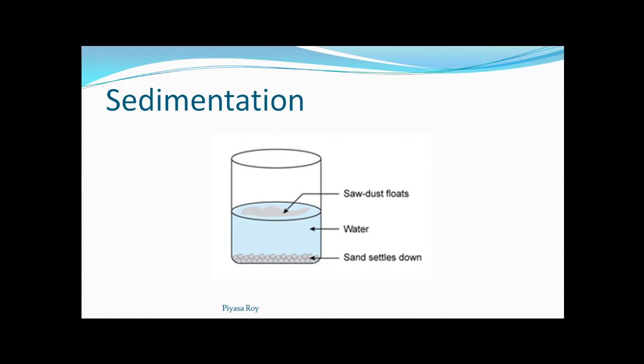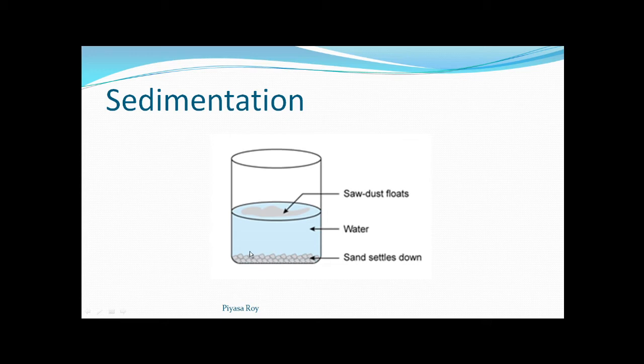So what we are going to do is add water to it. Now both are insoluble; sand and sawdust cannot dissolve in water. But as sand particles are heavier than sawdust, the sand will settle down at the bottom of the beaker. Sawdust, being light in weight, will float on the upper portion of the water. This settling down of heavy particles because of the gravitational force is called sedimentation.